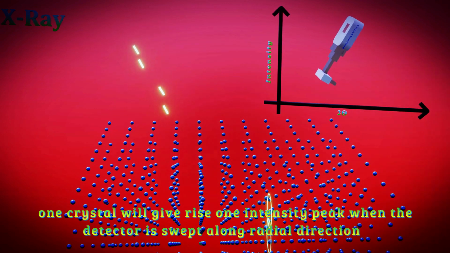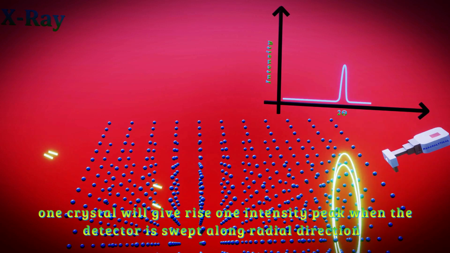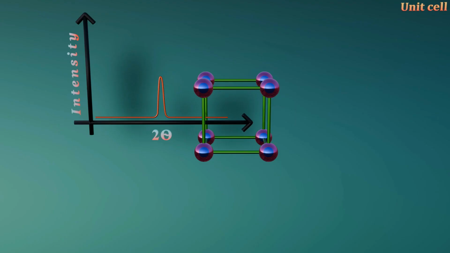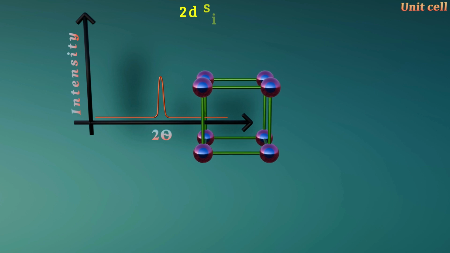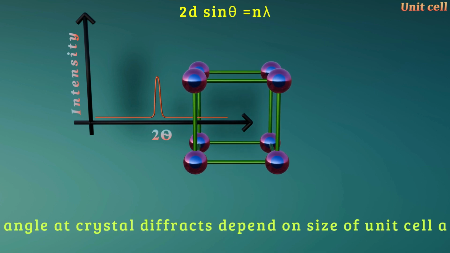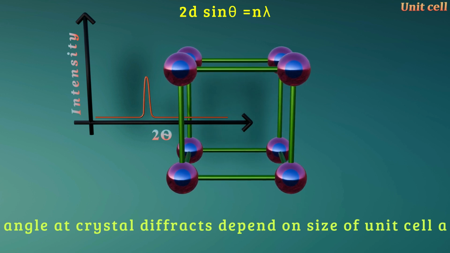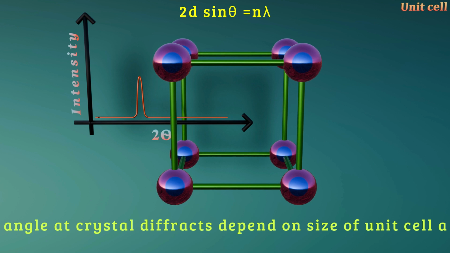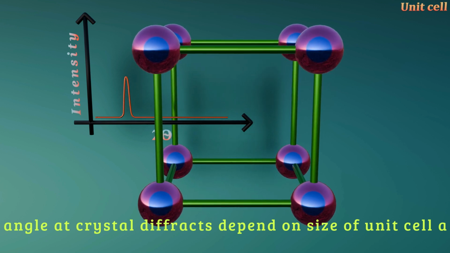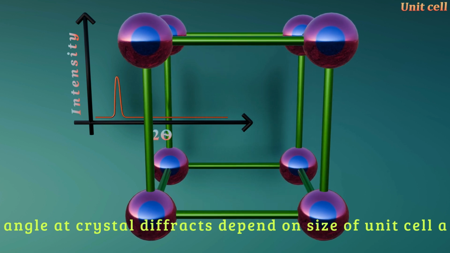Therefore, one crystal will give rise to only one intensity peak when the detector is swept along the radial direction, subject to the famous condition called Bragg's law, which is given by 2a sin theta equals n lambda. Thus, the angle at which a crystal diffracts depends on the size of the unit cell a. As the unit cell a increases, the X-ray diffraction peak drifts to a lower angle, as theta is inversely proportional to a.